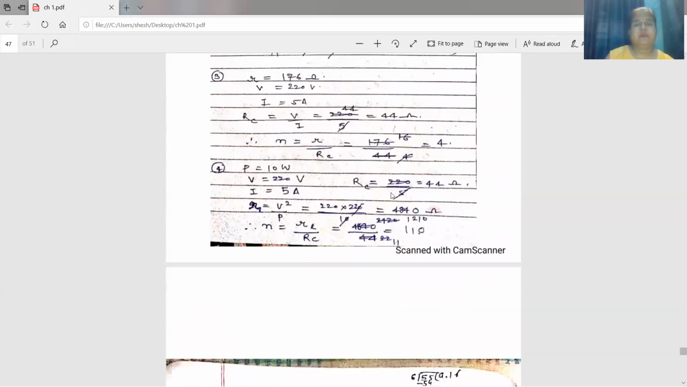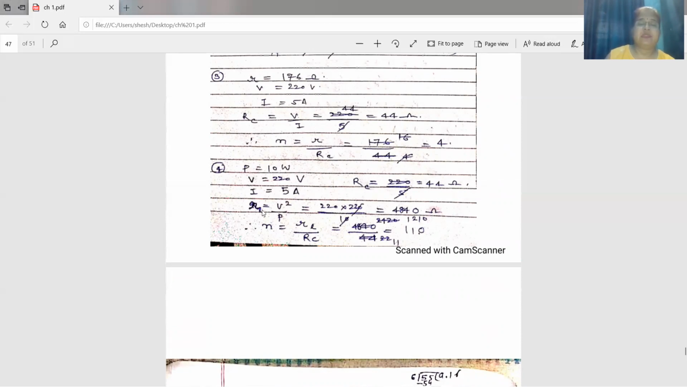See here, it is given power equals 10 watt. V is 220 volt. This is the potential difference of the source used. And I is given as 5 ampere. So the resistance of the circuit, C meaning circuit, is 220 by 5, we are getting 44 ohm.